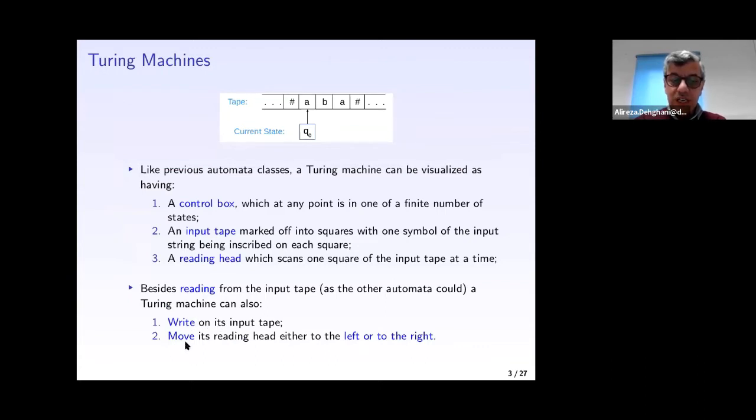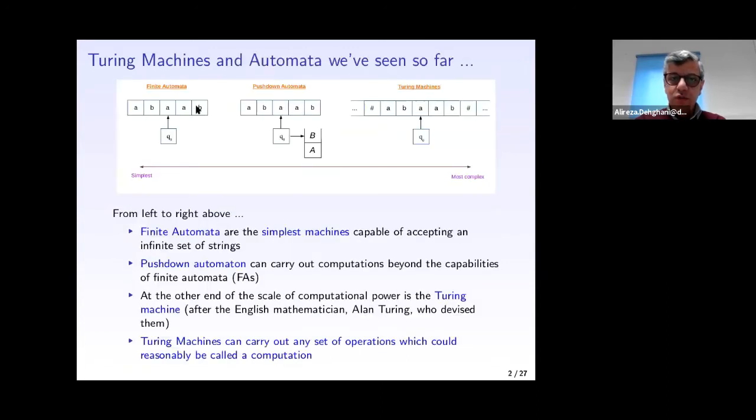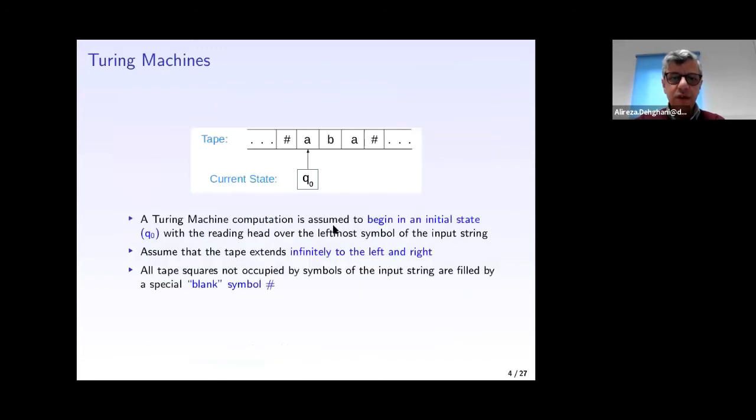And also we can move. We have two options for the move. We can move left or we can move right. In these two machines, we had only one choice. We could only move toward the right. But in this case, we can move to the left and to the right. And like I said, the length of the tape and the number of squares are infinite. That's another difference, right?